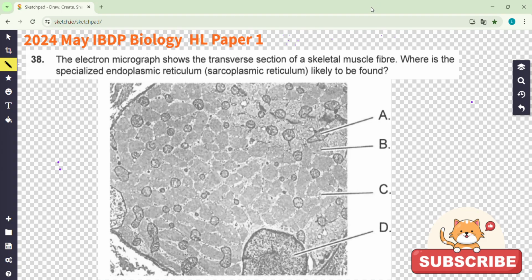Question 38 is a very hard question. It's about an electron micrograph. I always suggest my students go to the internet, search for more annotated electron micrographs, and look at them. Look at them a few times, and after you look at them more, you understand how to read them more easily.